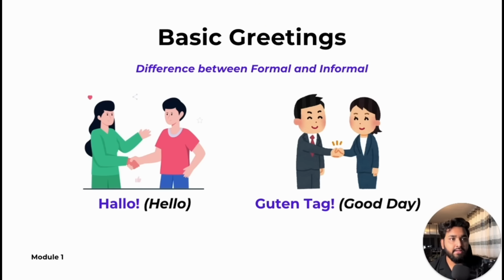Okay. So basic greetings. Difference between formal and informal situation. So now you would ask, what's the main difference between a formal situation and an informal situation? Well, if you're meeting with your friend, then you just say hallo, okay? But if you are meeting formally, like your boss or the interview officer, then you can say Guten Tag, okay? Guten Tag is a bit formal, and normal hello is hallo. So let's go to the next slide.